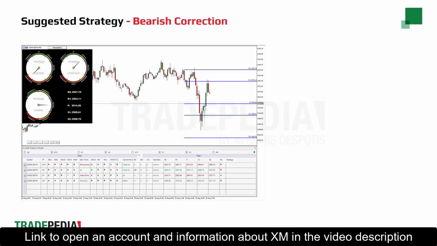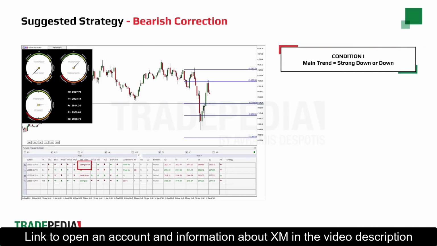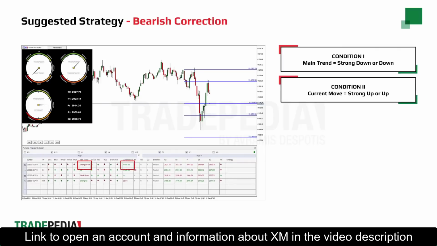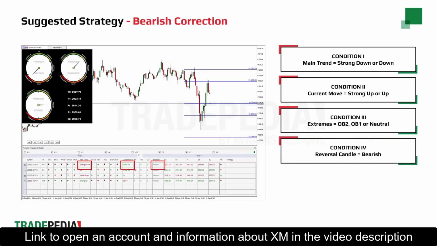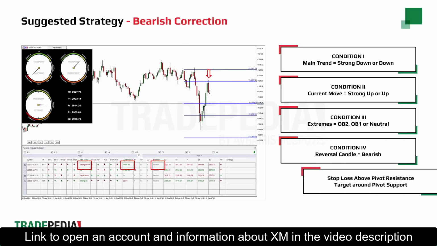A bearish correction signal is given when the following conditions are met. Condition 1. The main trend should be strong down or down. Condition 2. The current move should be strong up or up. Condition 3. The market extreme should be overbought level 2, overbought level 1, or neutral. Condition 4. We must have a big bearish candle with entry level below this big bearish reversal candle. The stop loss should be placed above the pivot resistance level or the highest level reached, and the target should be set around the pivot support area.